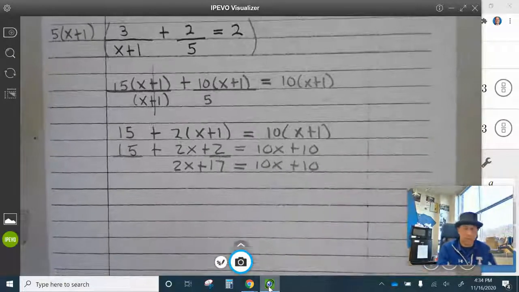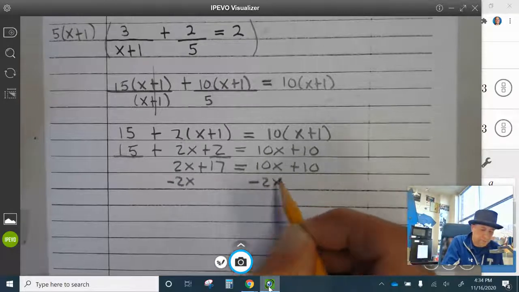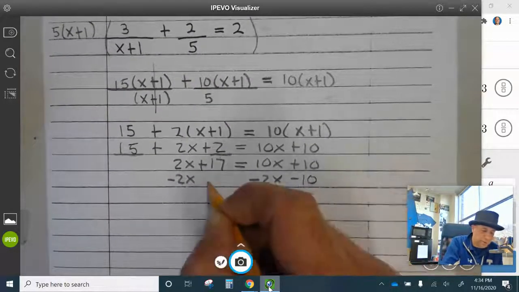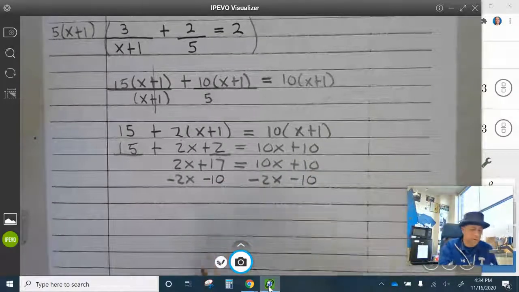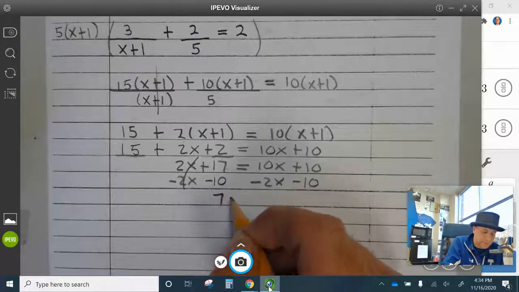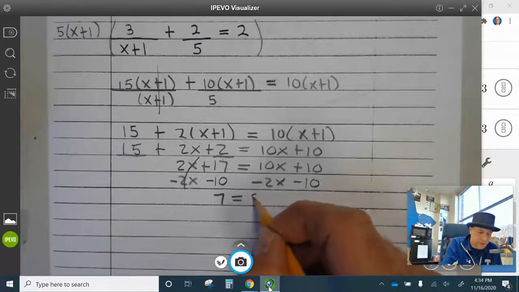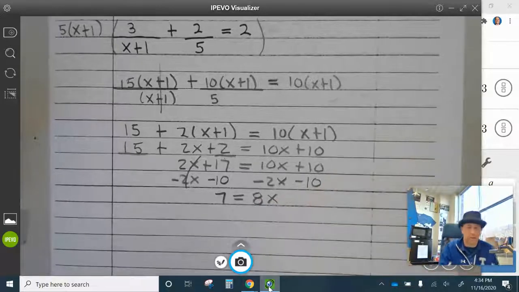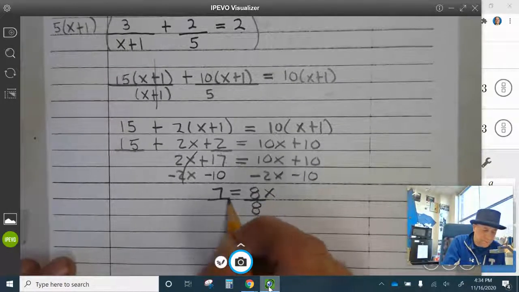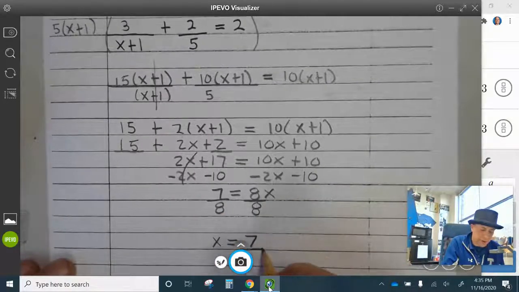Now, what I think we should do is subtract 2x from both sides. And then we're going to subtract 10 from both sides. Now, if we do this, the x's cancel. 17 minus 10 is 7 equals 10x minus 2x is 8x. And we're going to divide both sides by 8. So x equals 7 divided by 8.